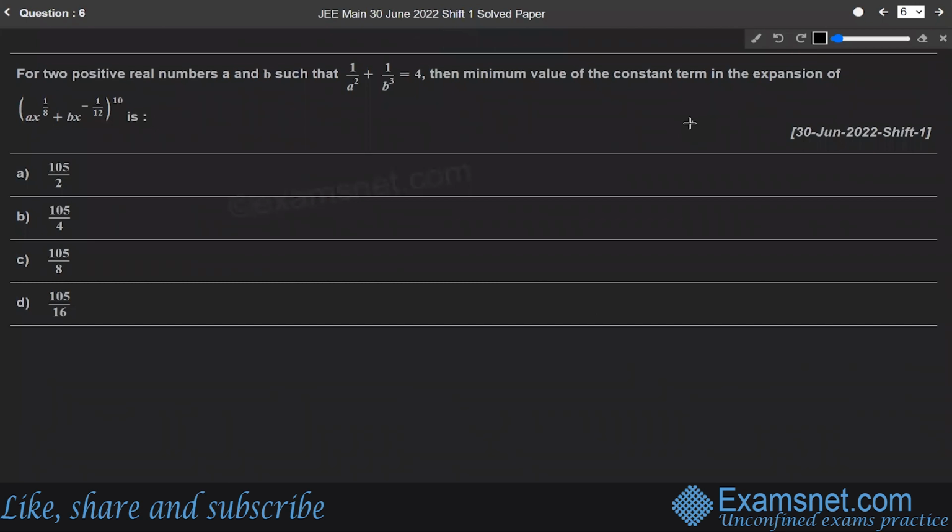Next question is: for two positive real numbers A and B such that 1 upon A square plus 1 upon B cube is equal to 4, then the minimum value of the constant term in the expansion of (AX power 1 by 8 plus BX power minus 1 by 12) whole power 10 is. It is a very interesting question. We have to find the minimum value of the constant term, but it is in the expansion of the given binomial expansion. So the binomial expansion given here is (AX power 1 by 8 plus BX power minus 1 by 12) whole power 10.